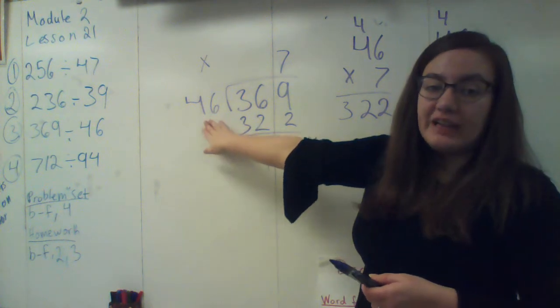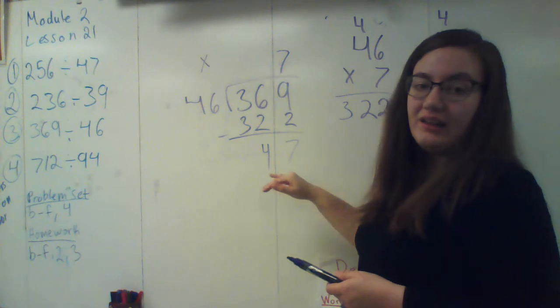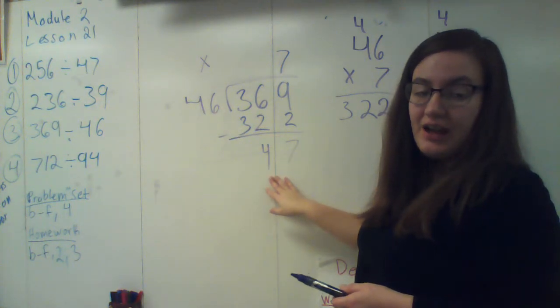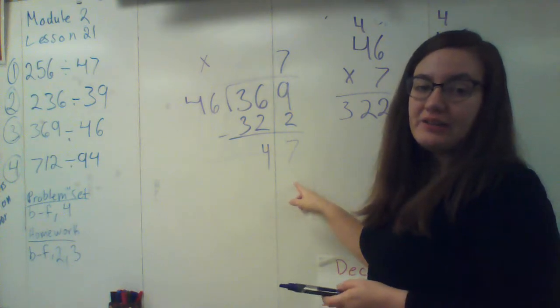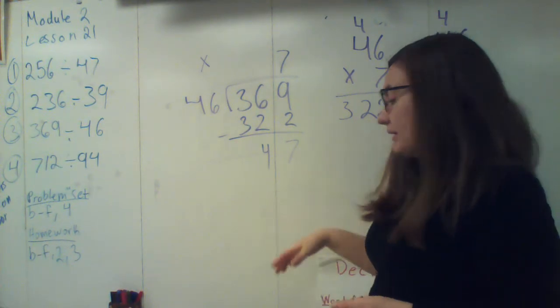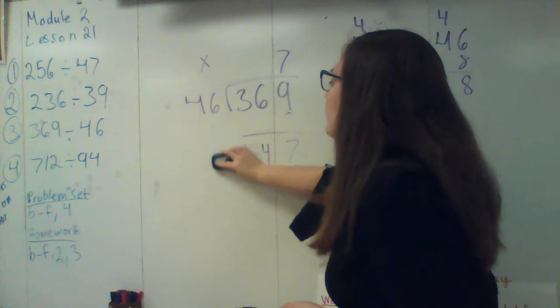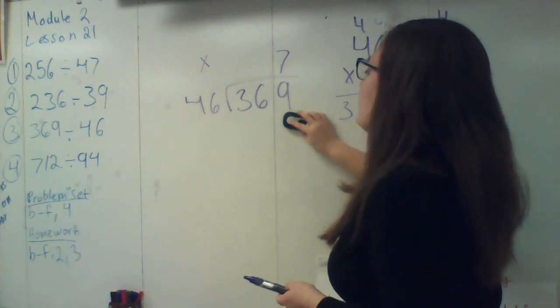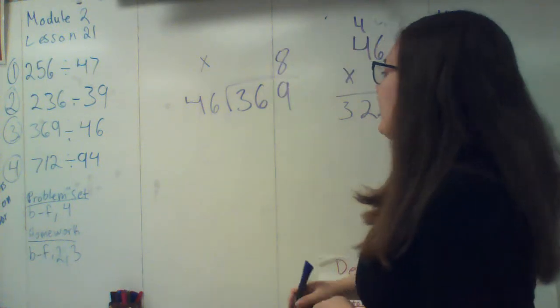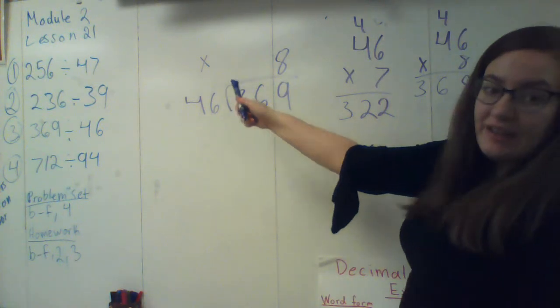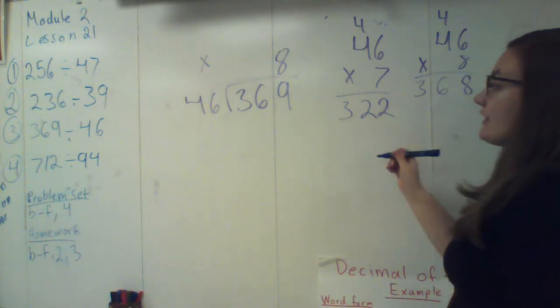So remember, if you ever get this number less than your remainder, you have to go back and try a new quotient, because if you had a remainder of 47, that wouldn't make any sense. So let's go back a couple steps. So instead of the 7, I'm going to try an 8. And I said that 46 times 8 is 368.